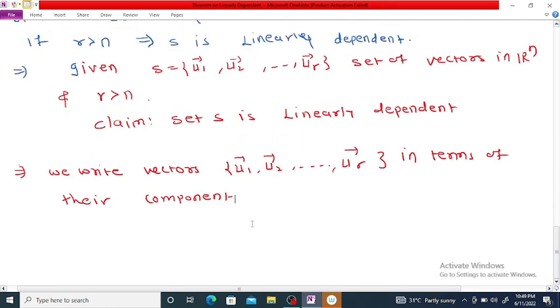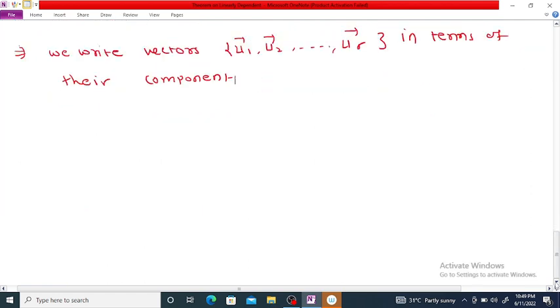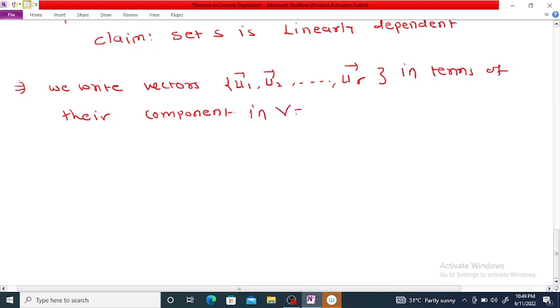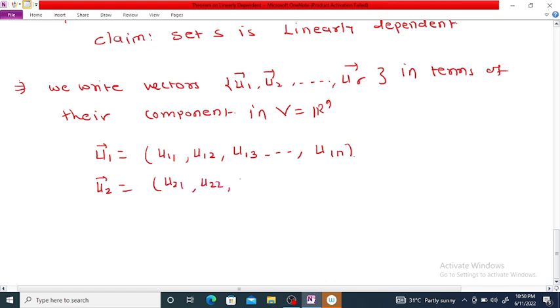Similarly, if you write this vector u1 bar in the form of components in Rn, then in vector space V equal to Rn, u1 bar is equal to a11, or you can use the second notation. We write u1 bar is equal to u11, u12, u13, dot dot dot, u1n. Then u2 bar is equal to u21, u22, u23, dot dot dot, u2n. Similarly, ur bar is equal to ur1, ur2, dot dot dot, urn.